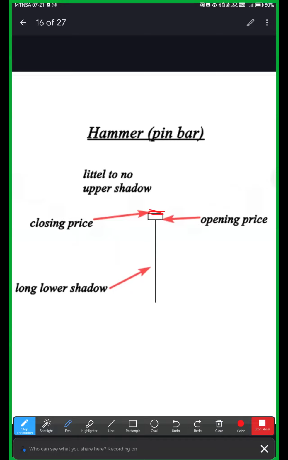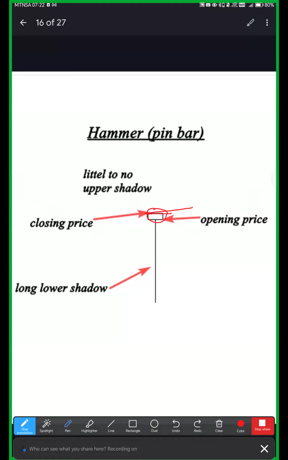The open, high and close are roughly at the same price. If there was a small upper shadow, you could see that this now becomes the high and this becomes the closing. But in this scenario, since there's no upper shadow, where the price has closed is also the high of the market. Hence, I'm using the words open, high and close. Okay? They are roughly at the same price.